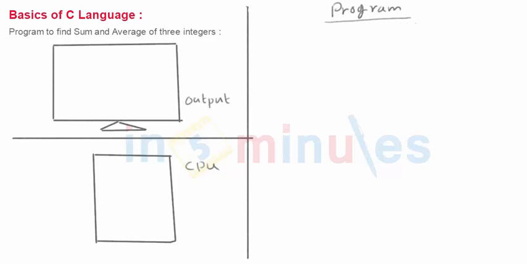Now I'll be writing this program and explaining it in three different parts. First I'll write the program, then we'll see how the program really works with a machine, how the output will be shown and what is happening in the CPU as the program proceeds further.